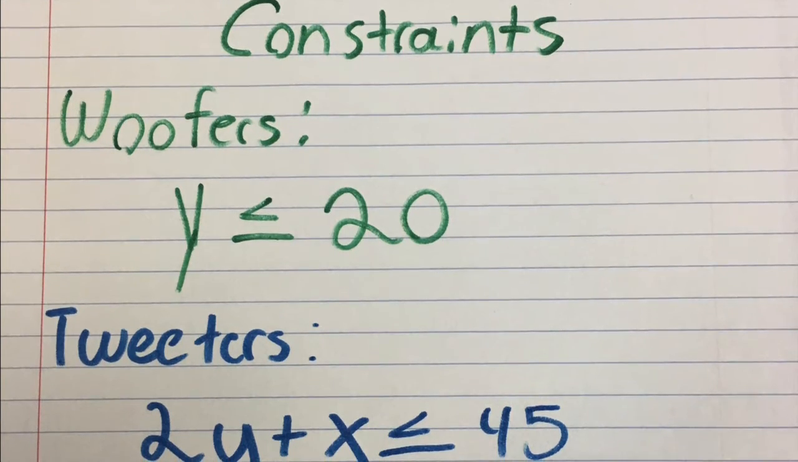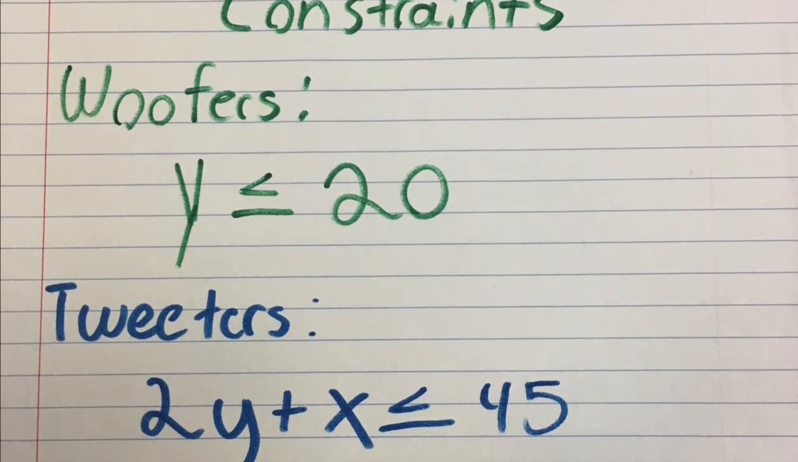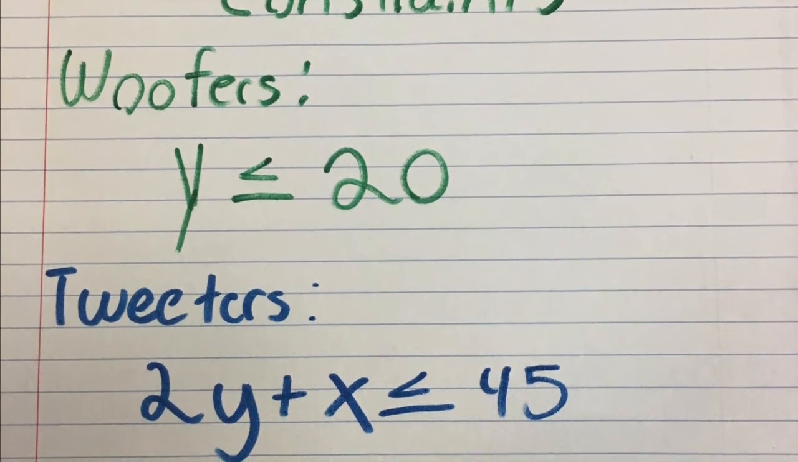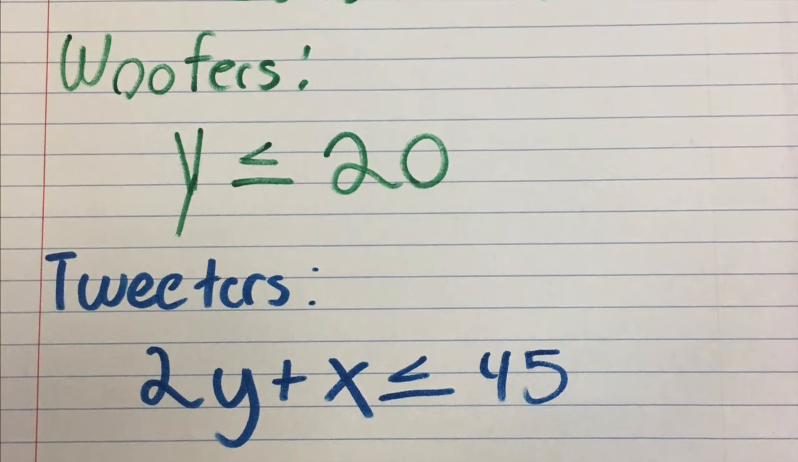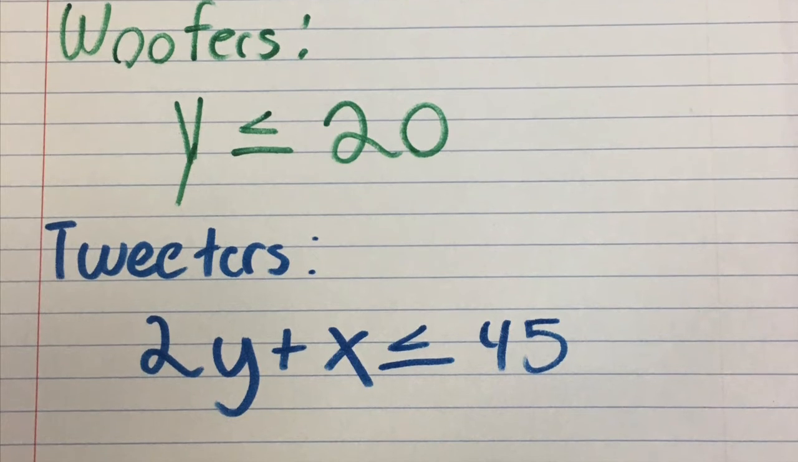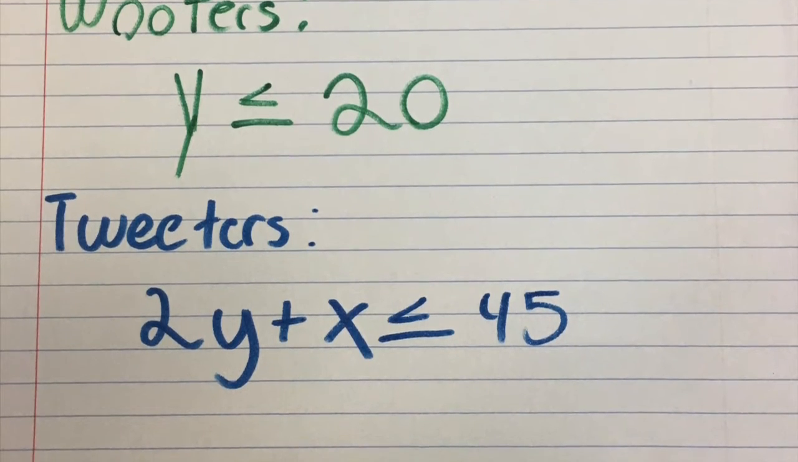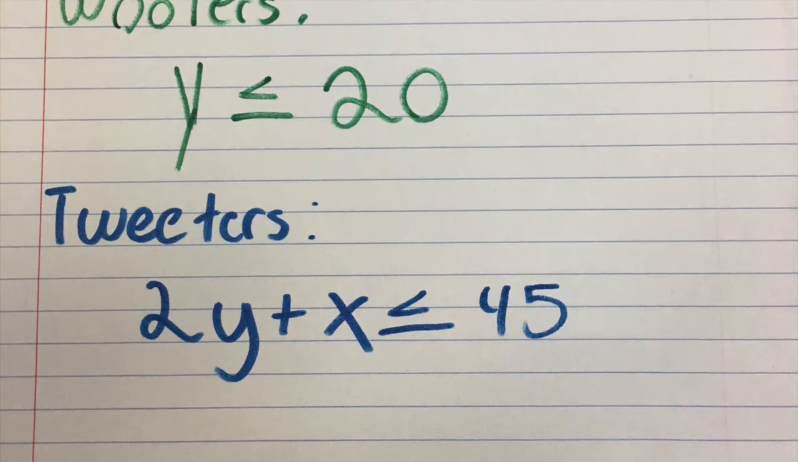Our next constraint is our tweeters. Our constraint is 2Y plus X is less than or equal to 45. 2Y shows that the professional model uses 2 tweeters, plus 1 tweeter that the economy model uses, has to be less than or equal to 45, the total inventory of tweeters.